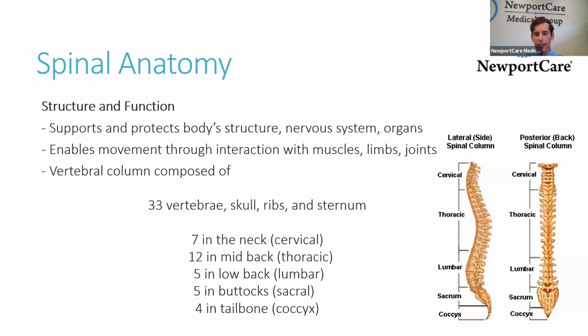We have 7 vertebrae in the neck. We have 12 vertebrae in the thoracic spine. We have 5 vertebrae in the lumbar spine, 5 in the buttocks or the sacral region, and 4 that comprise the coccyx or the tailbone area. We can also see here on the right side the normal spinal alignment and the normal curvature that exists throughout the spine. Our spines are not meant to be straight, and so this curvature allows for proper movement and weight distribution.